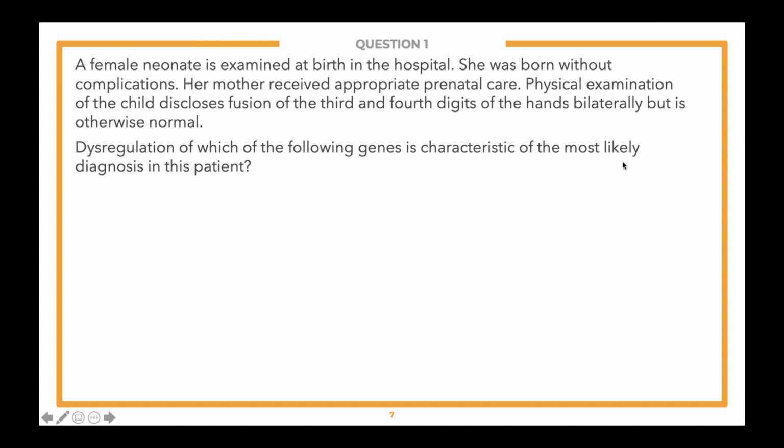Dysregulation of which of the following genes is characteristic of the most likely diagnosis in this patient?